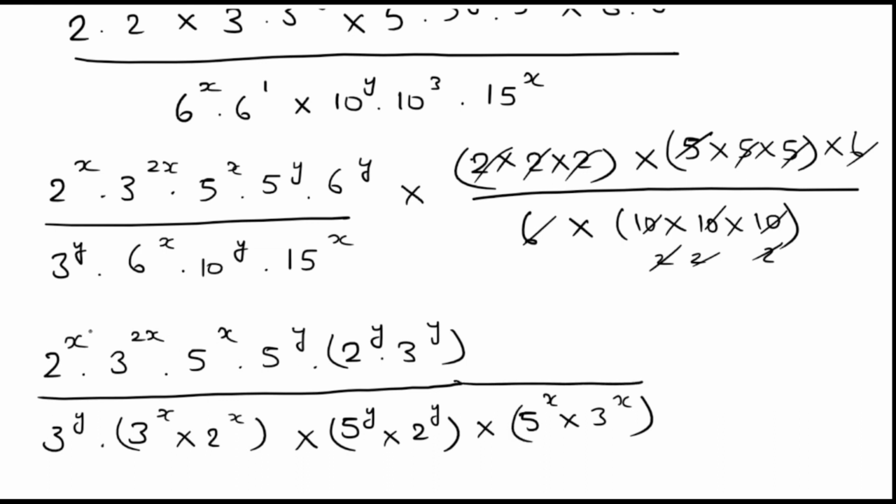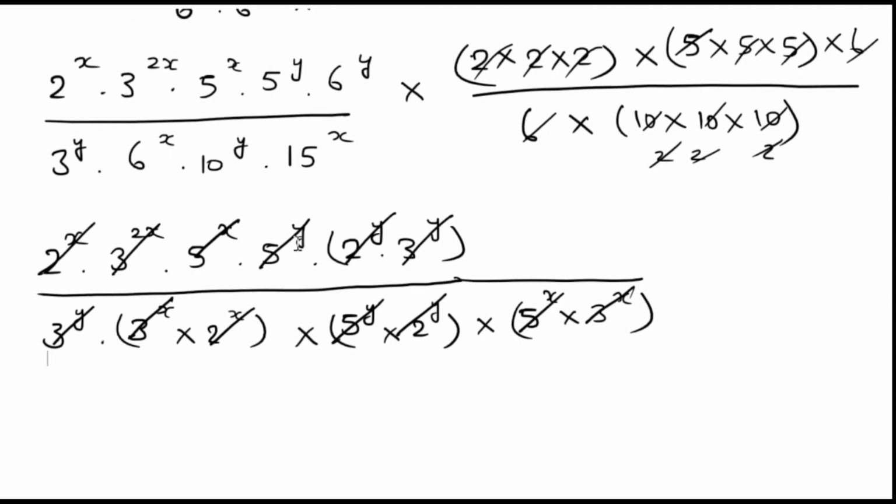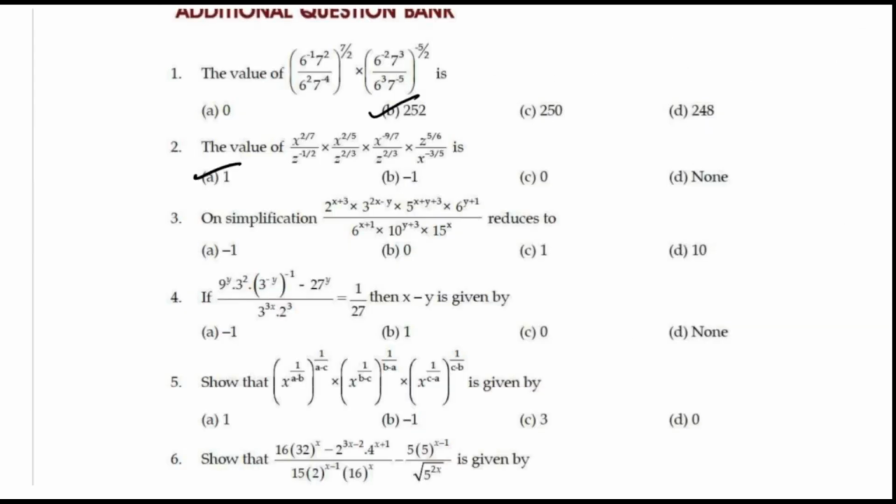Now we can cancel 2 to the power x and 2 to the power x, 3 to the power 2x and here 3 to the power x. 5 to the power x and 5 to the power x get cancelled. 5 to the power y, 5 to the power y, 2 to the power y, 2 to the power y and 3 to the power y, 3 to the power y. So everything gets cancelled. The answer is 1, which is option number C. Okay, so here the correct answer is option C.